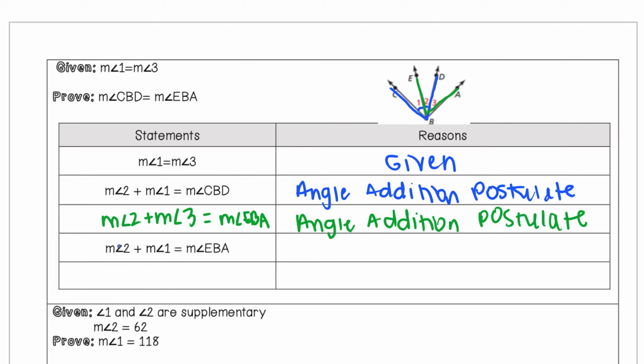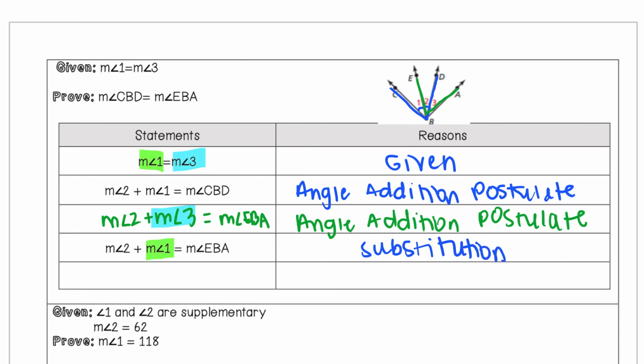Now we have the measure of angle 2 plus the measure of angle 1 equaling the measure of angle EBA. So if I notice from the line I just wrote in green down to my fourth line, the only thing that changed was that the measure of angle 1 was replaced with the measure of angle 3. So that is just going to be because of our substitution property that we are allowed to make that claim.